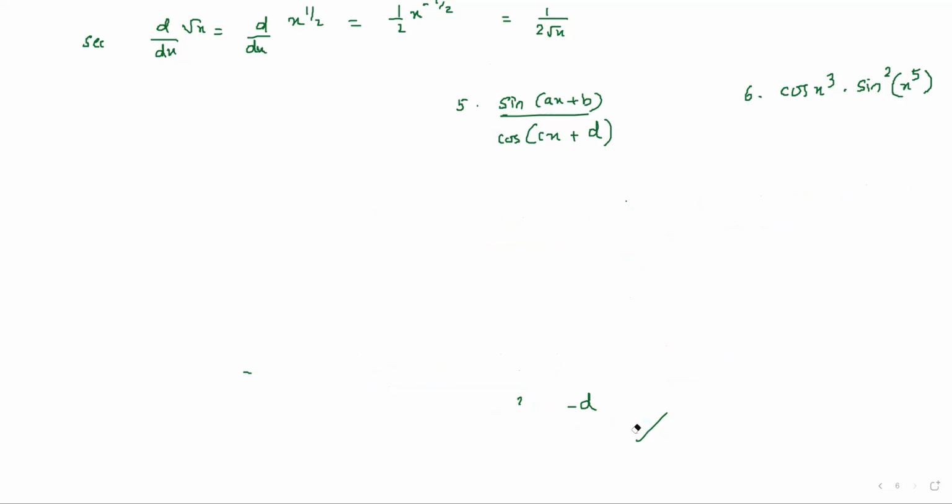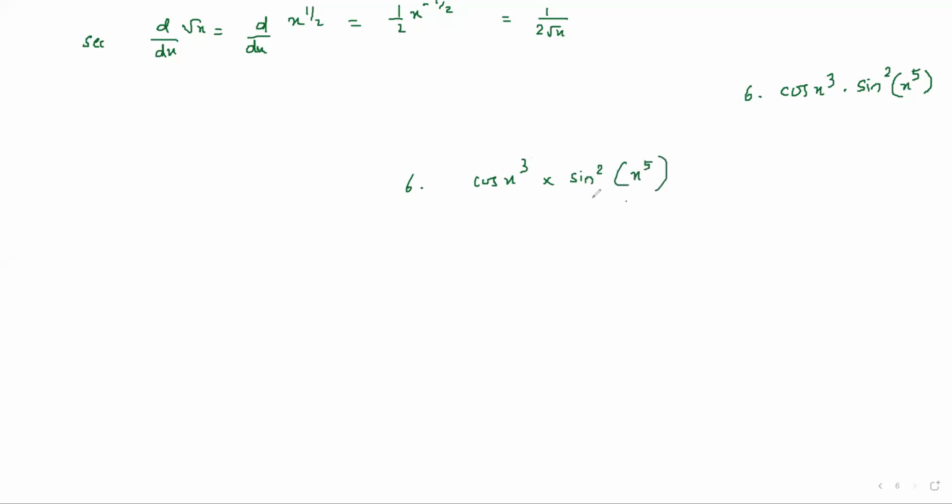So question number 6, just look at it. You can see that it is cos(x cubed) into (sin squared x) raised to 5. So here it is actually the product rule. The first function is this one, the second function is this one. So how do we use the product rule? First function into the derivative of the second function.